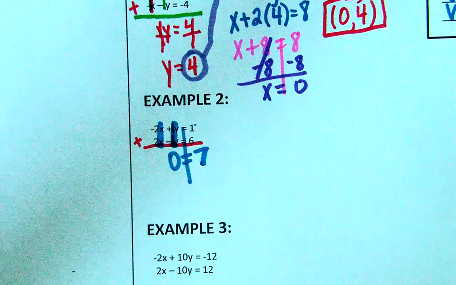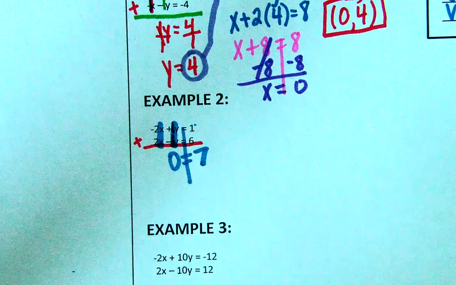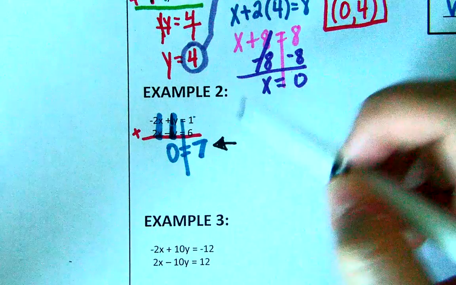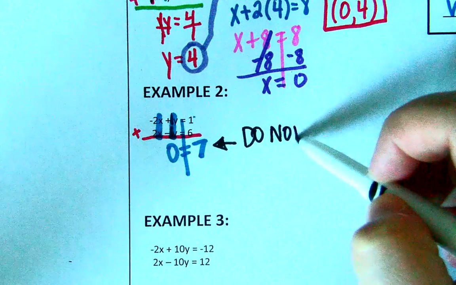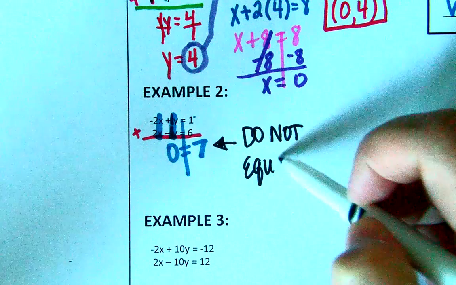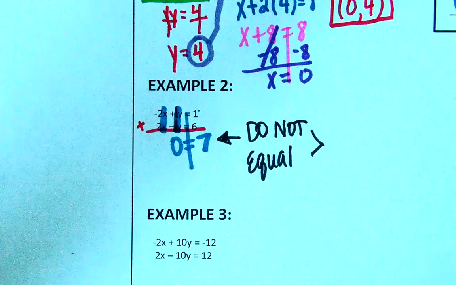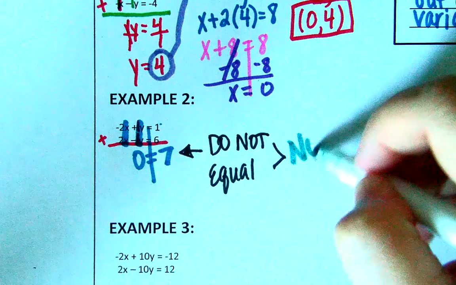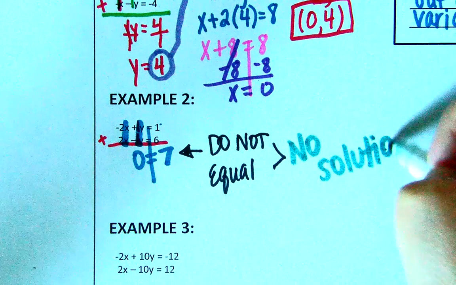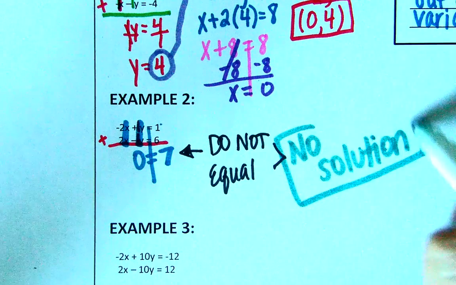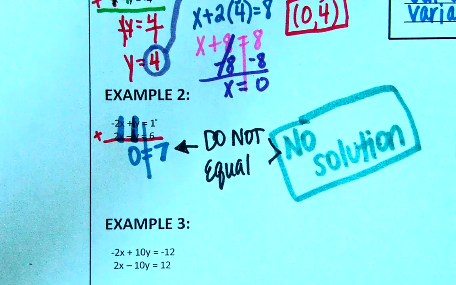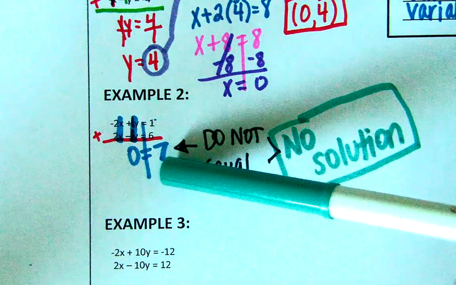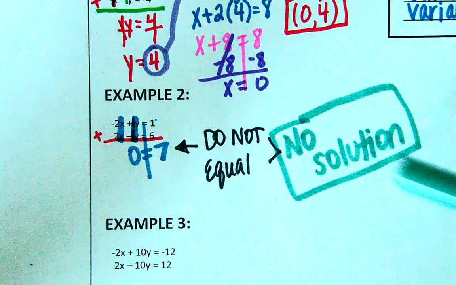Now, does 0 equal 7? No, not at all. So since they do not equal, my answer is going to be no solution. So this is my answer, no solution, because both of my variables canceled out and they did not equal.